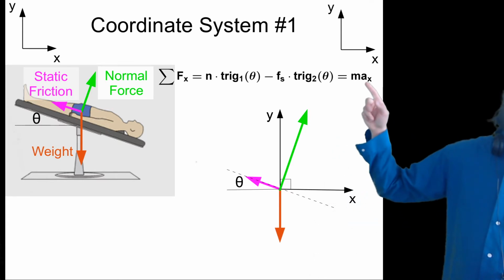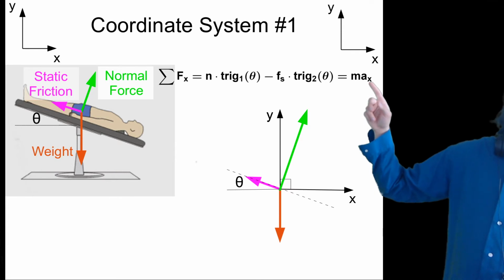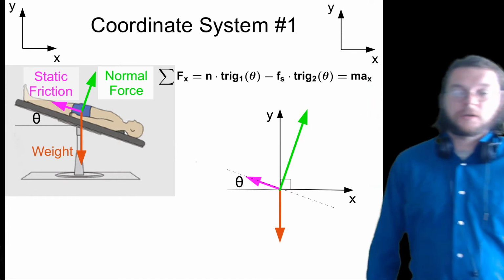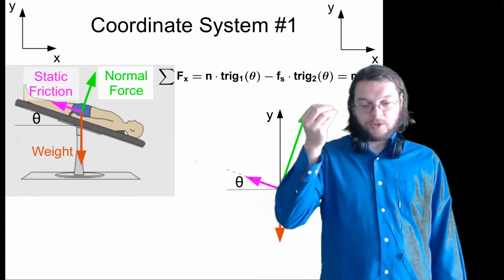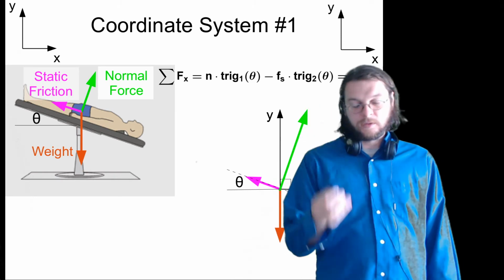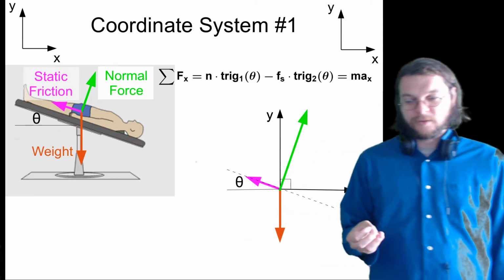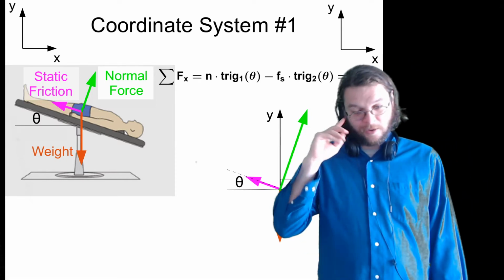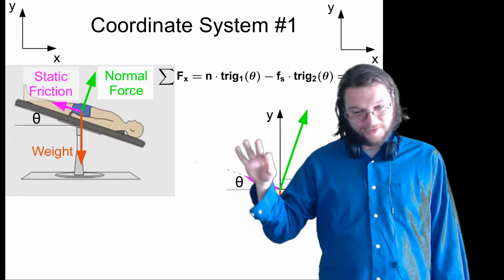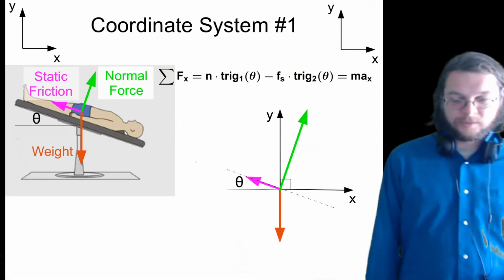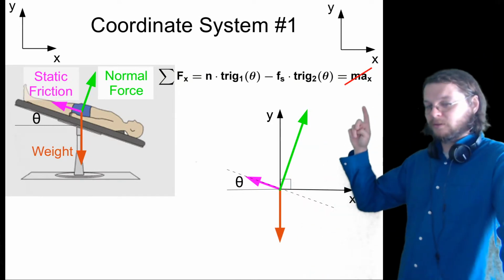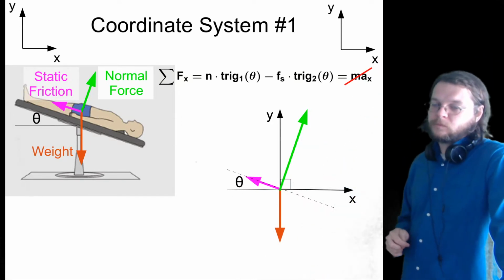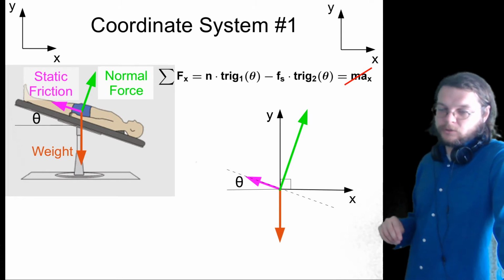Before we do that, let's think about this acceleration. Is it 0 or non-zero? Well, we don't want the patient to accelerate in the y direction. Ideally, the patient is also not accelerating in the x direction either. We want the patient to have 0 acceleration in as many coordinate systems as possible. So it would be good if this was also 0. Okay? And so now let's try to figure out what these trig functions are.